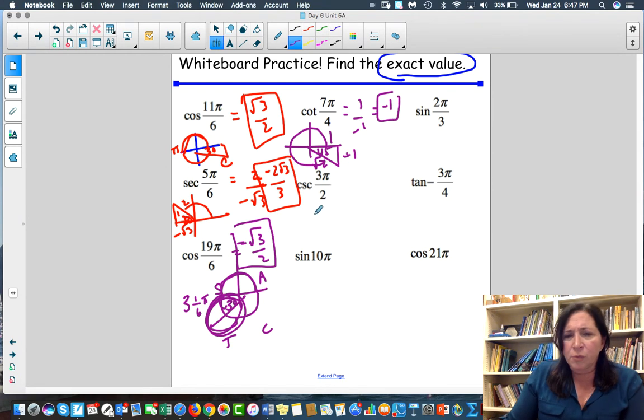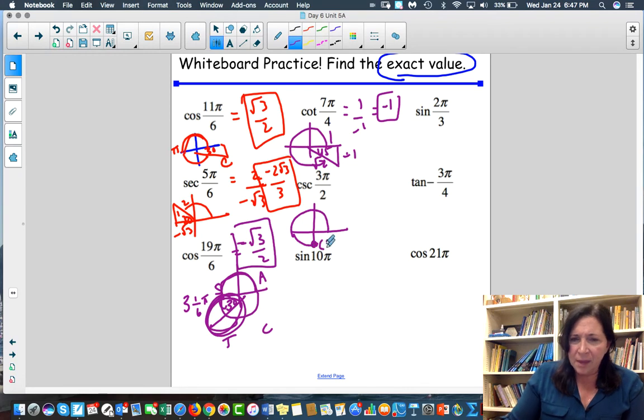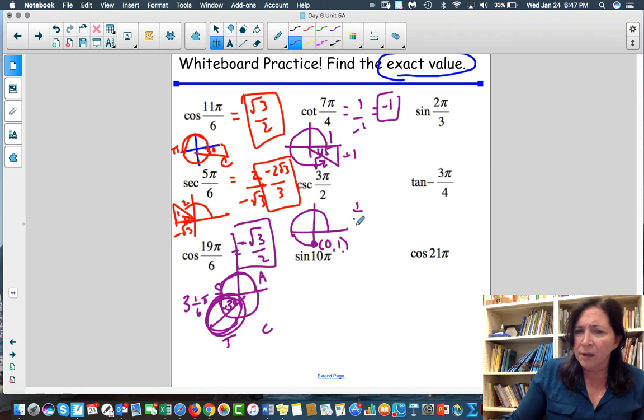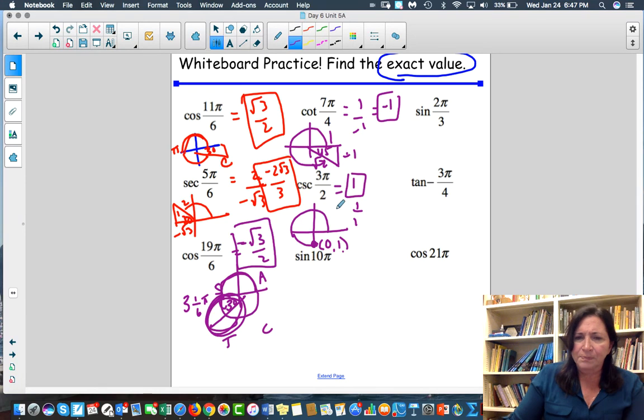3 pi over 2 is 1.5, so this is going to be over 1 and then a half. Where am I? I'm at 0, 1. That's that point right there at 3/2. Cosecant is a reciprocal of sine. Now, if sine is 1 over 1, flip that over, you still get 1 over 1. So that's 1. Oh, excuse me, but this is negative. Thank you. So this is negative because it's 0, -1.